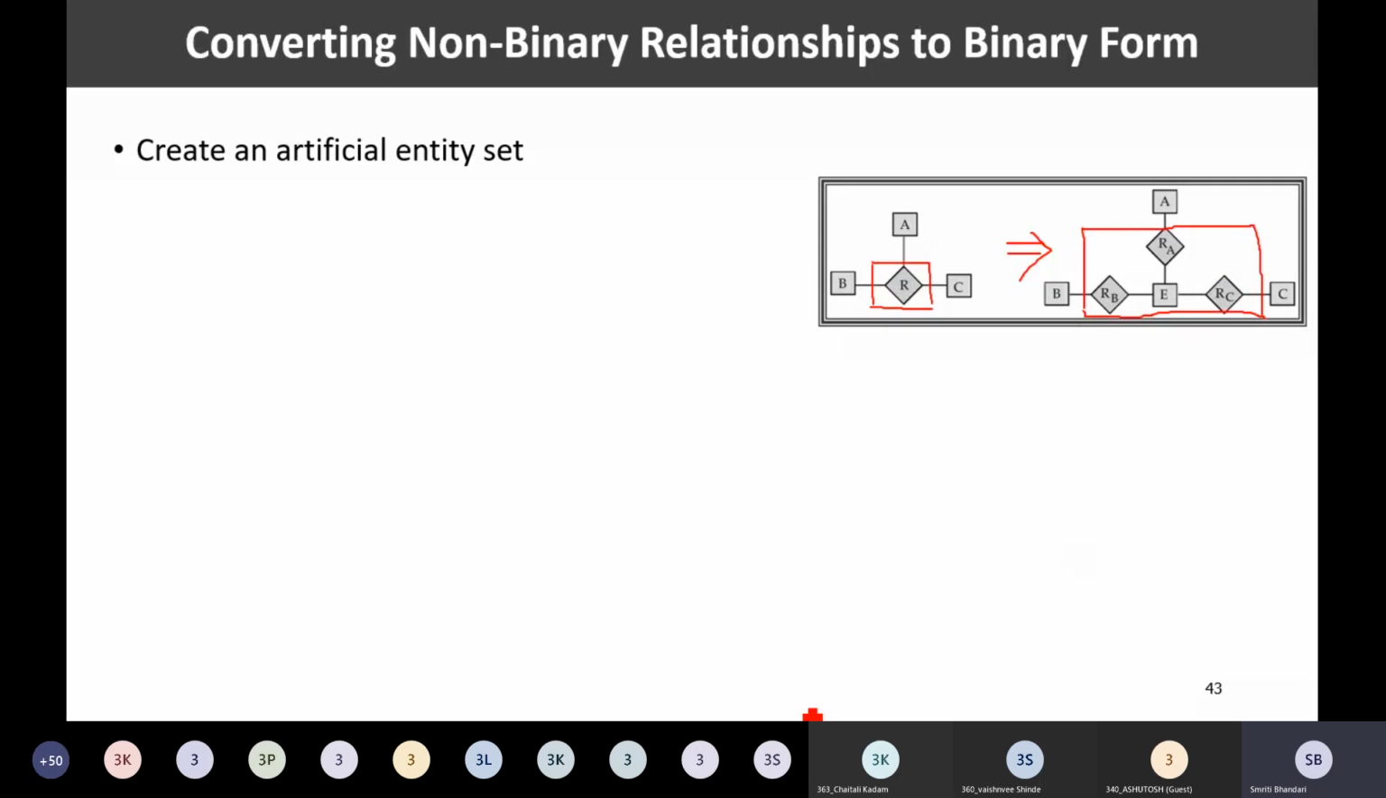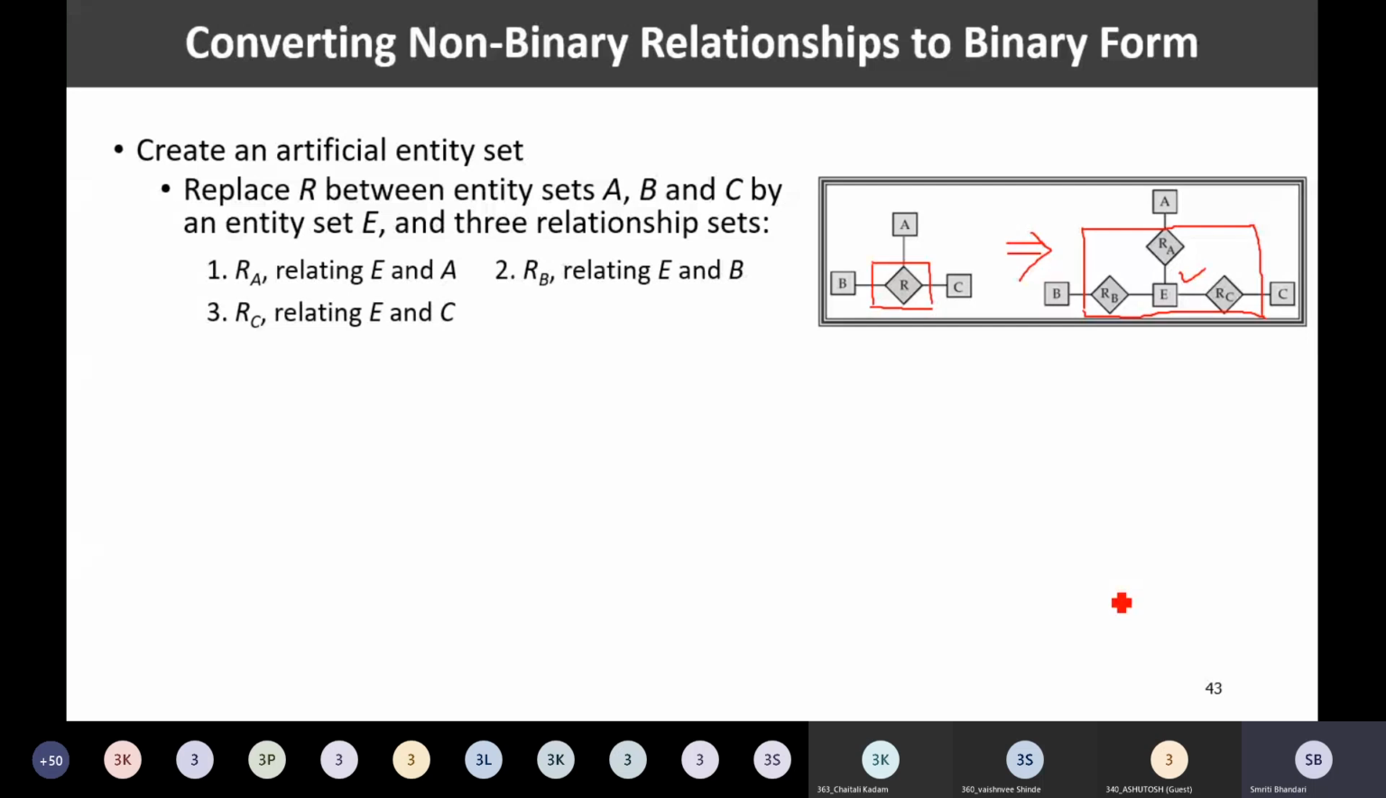So let us see the process. Converting non-binary relationships to binary form, with one example of the ternary relationship set R among three entity sets A, B and C. If I want to convert it into the binary form, the first step is to create an artificial entity set E. So I'll be creating a new entity set E.